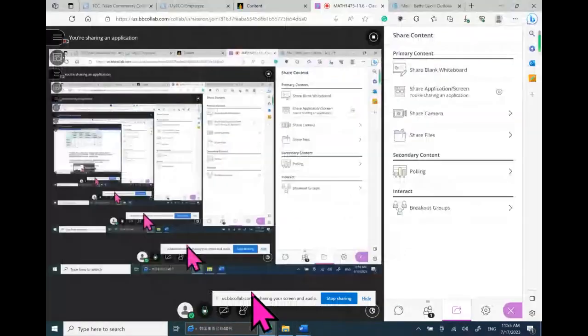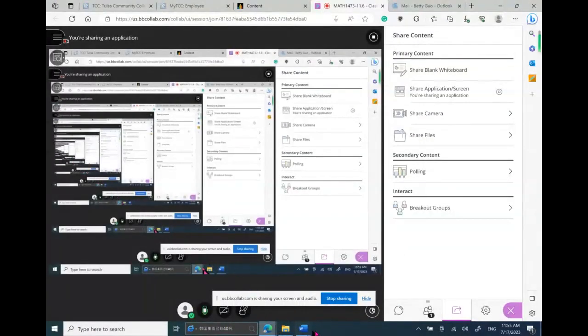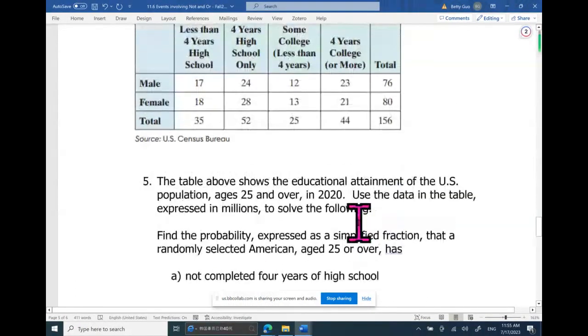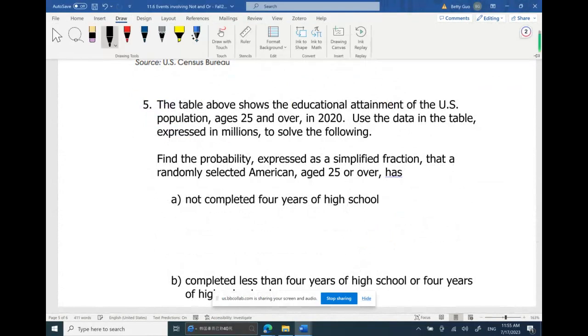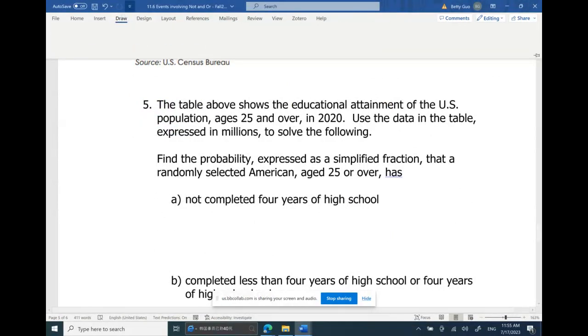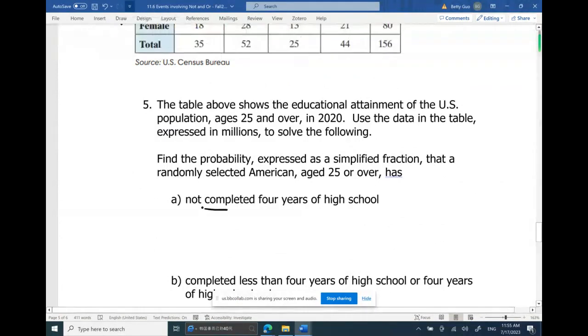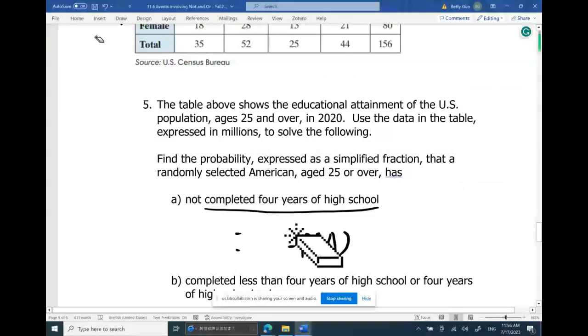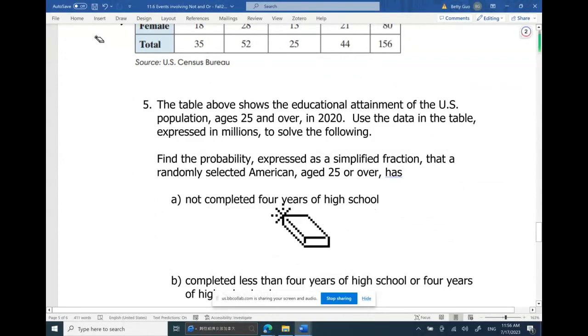Okay, so let's see. A: not completed the 4 years of high school. Okay, so "not completed" seems like a complement, right? Yeah, the event seems like a complement. Are we going to choose to use this formula to find the probability? Depends. We are not going to use it for this case. Let me explain why, because it's very easy to make a mistake. I need to point it out very clearly.